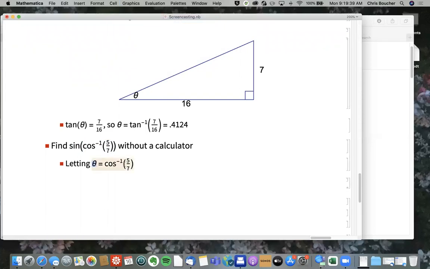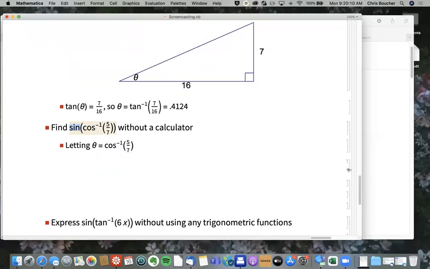Well, I'm going to let theta be the inside evaluation, the cosine inverse of 5/7, because we've seen by now that what this expression means is we can think of it as an angle whose cosine is 5/7. So using an angle letter like theta is a good idea because it gets us thinking in the right way. Okay, so I have an angle whose cosine is 5/7, and I want to take the sine of that angle. The easiest thing to do here, I think, is to draw a picture at this point, right?